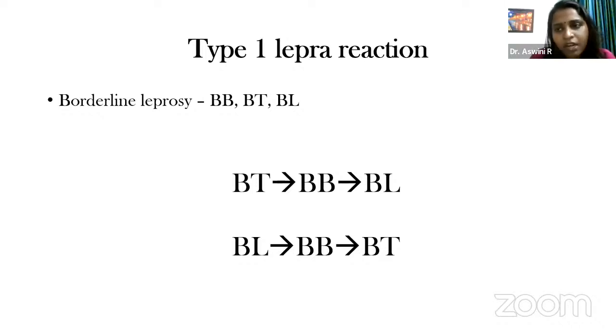When you say type 1 Lepra reaction, I mentioned earlier that we have three entities in between called BB, BT, and BL. These three have fluctuating immunity. So borderline leprosy, they have fluctuating immunity. When a BT person gets a dip in immunity, a BT person can go down to BL. Again, a BL person, when he has an improvement in immunity, can go to BT. So this is basically what happens in type 1 lepra reaction.